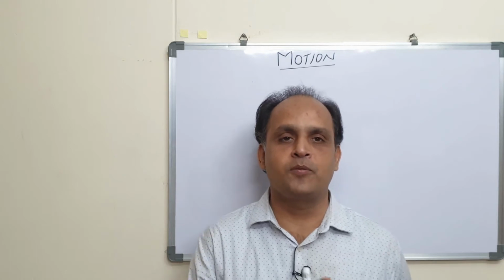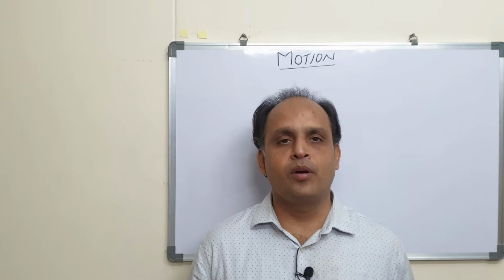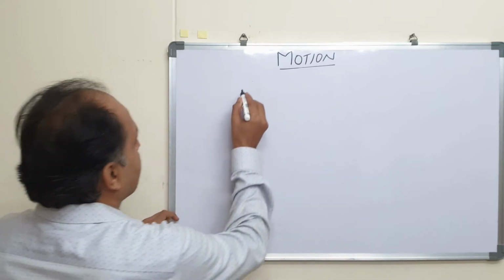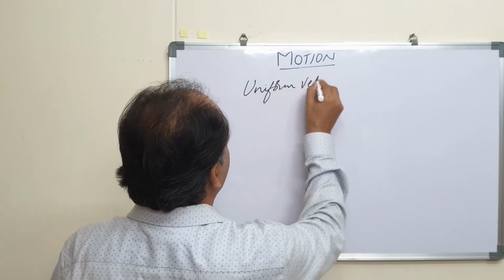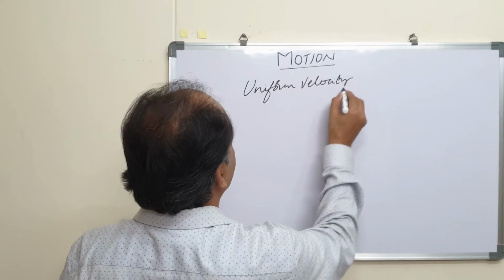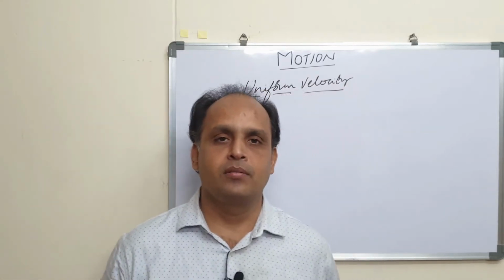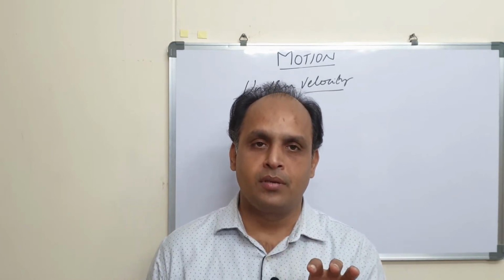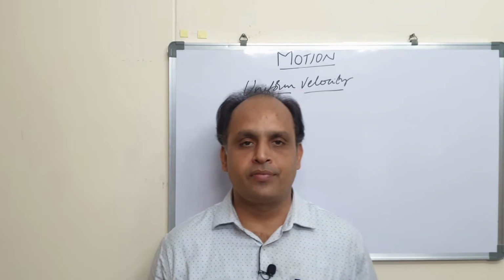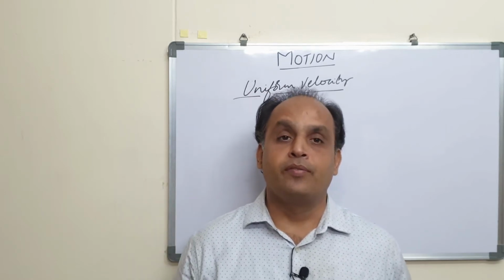Now we shall learn about uniform and non-uniform velocity, like how we discussed uniform and non-uniform speed. Just the same way we will be learning about uniform and non-uniform velocity. So let us see what is uniform velocity. When you know about uniform speed, it's quite easy to understand what uniform velocity is. For uniform speed, we discussed that when a body covers equal distances in equal intervals of time, then the body is said to be moving with uniform speed.